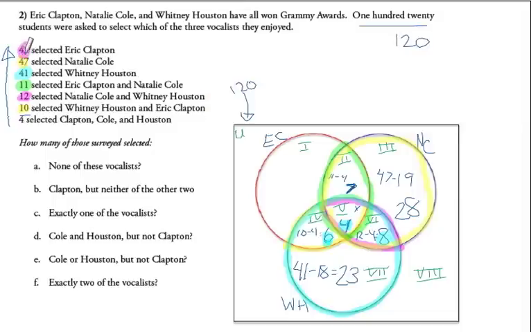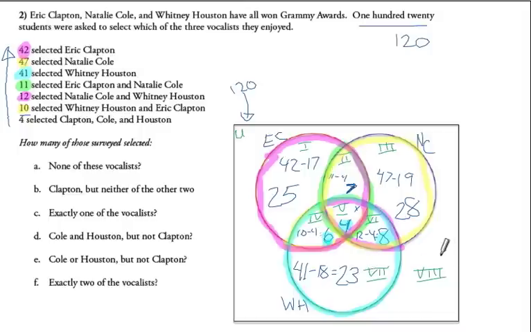All right, so we're looking for 42 that selected Eric Clapton. So we need to have 42 in the Eric Clapton circle. We've got to have a total of 42, and we already have 7, 4, and 6. So we already have 17 people in here. So let's subtract those 17 people, and we're left with, well, it's 42 minus 17, 25 people.